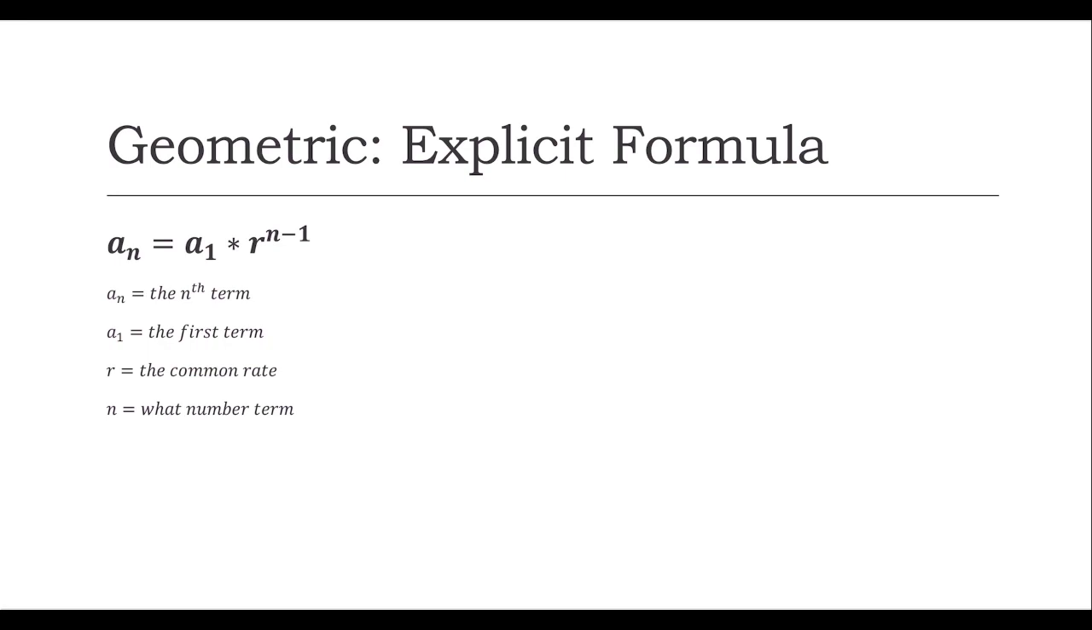Next, we have the explicit formula. For this formula, we'll input our first term and our rate so that we can use n to find a sub n.